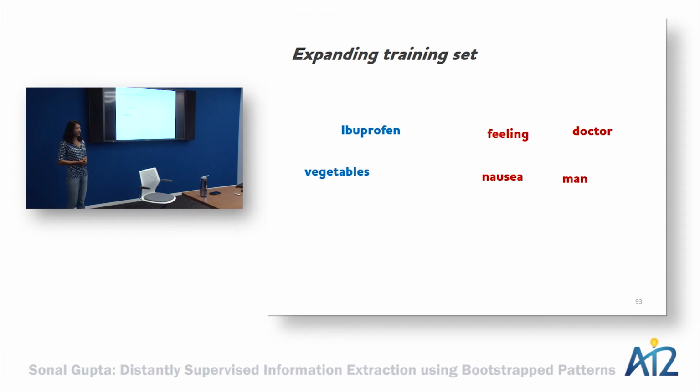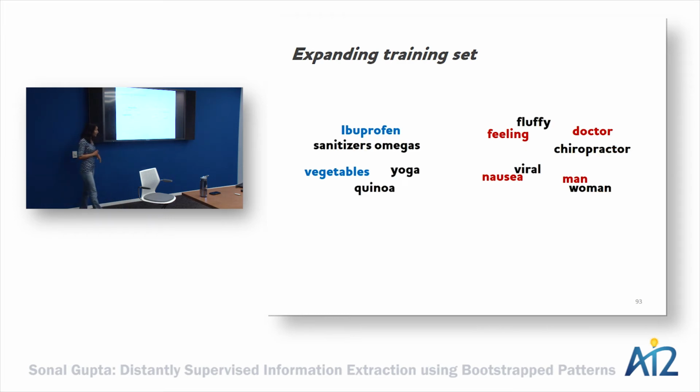So for example, if this is our training set, on the left are the 2 positive examples, and we are learning drugs and treatments. So vegetables might be a drug and treatment for diabetes, and ibuprofen is a drug and treatment. And you have some negative examples like feeling nausea, doctor, and man. And you expand the training set. So you will expand quinoa, yoga, which actually got expanded. We added quinoa and yoga in the data sets. Sanitizers, omegas, and so on. So you're improving the training set, and thereby improving the entity classifiers.